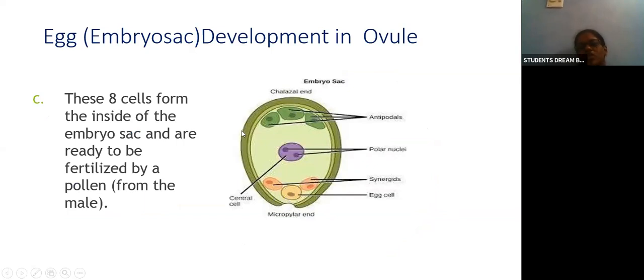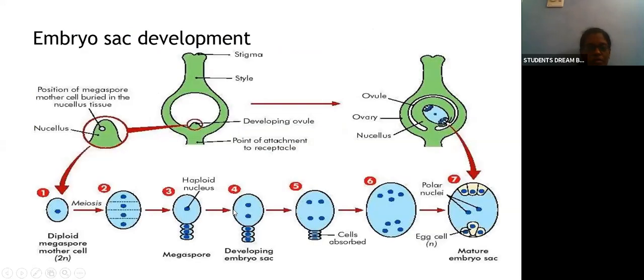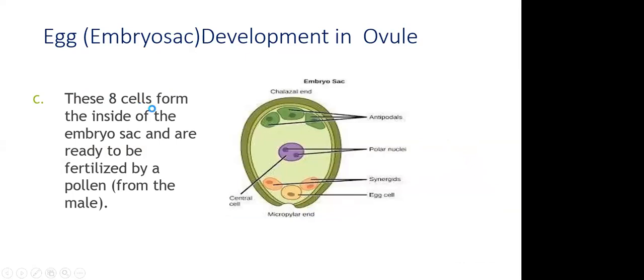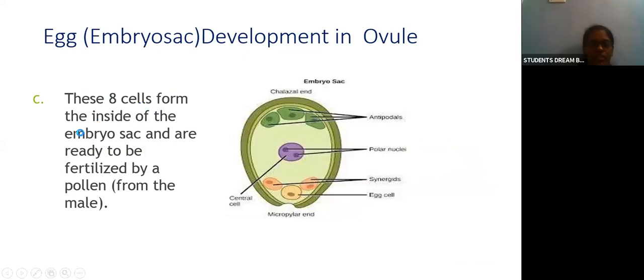So these are the 8 cells from the inside of the embryo sac and are ready to be fertilized by the pollen from the male.